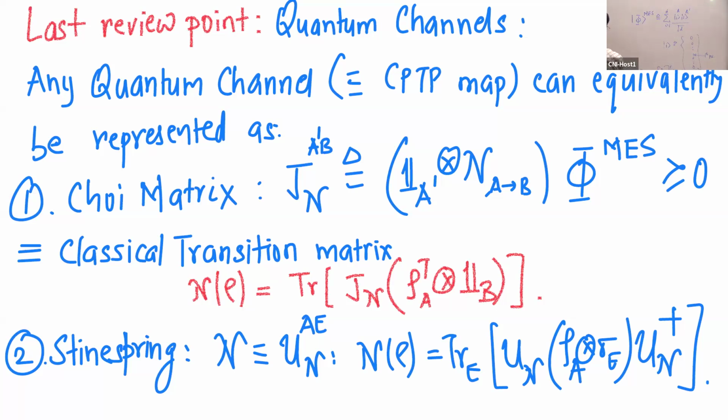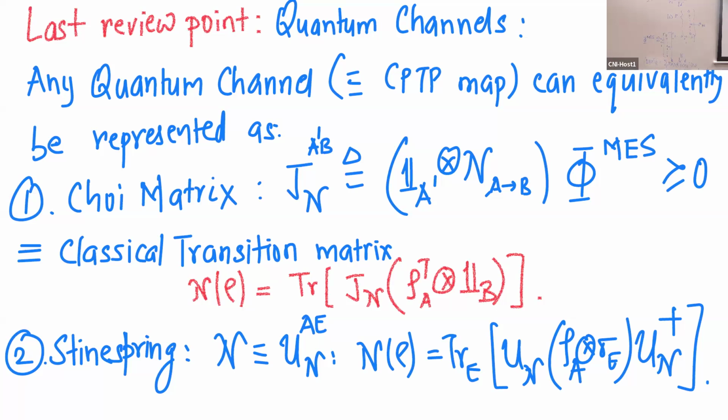So essentially phi can be written as a summation over ij of ket i bra j on A tensor ket i bra j on A prime. Now when I apply the channel on it, which is identity tensor N, the identity stays as it is, and there will be an application of N on this. So this is an operator, and the Choi matrix is positive semi-definite.